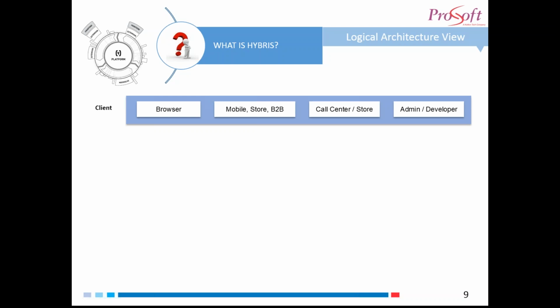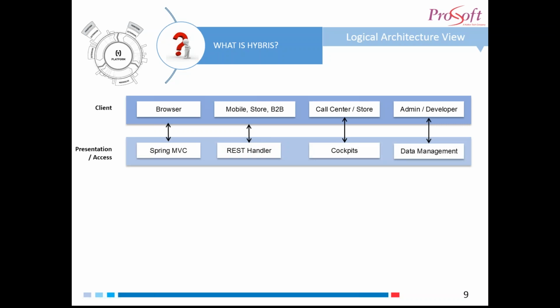Then we have a call center or a store. Within our commerce community, from the business perspective, we have administrators. We also have developers, and how they are going to communicate with that. So the client layer is all about how these operators interact with our Hybris platform. They have access to what we call our presentation tier, and this access is made up of different tools within Hybris.